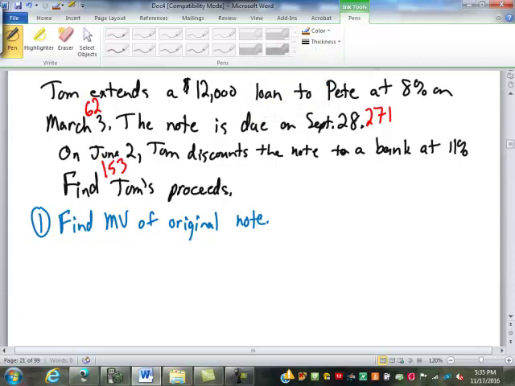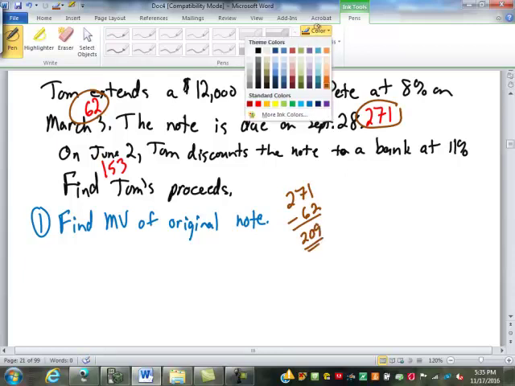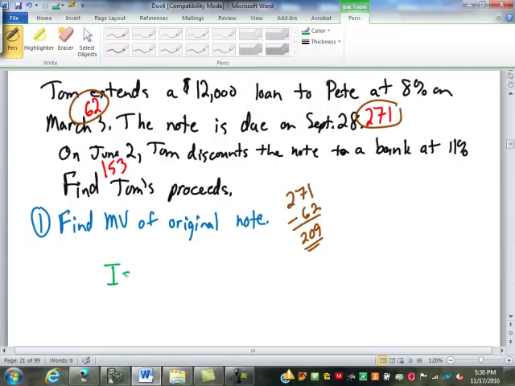To do that, we need to know the number of days. It would start on day 62, and if it were allowed to run its course, it would end on day 271. So 271 minus 62 is 209 days. So we find our interest. The principal is $12,000. What's the rate? 0.08, 8%, and 209 over 360. Always ordinary unless you were told otherwise.